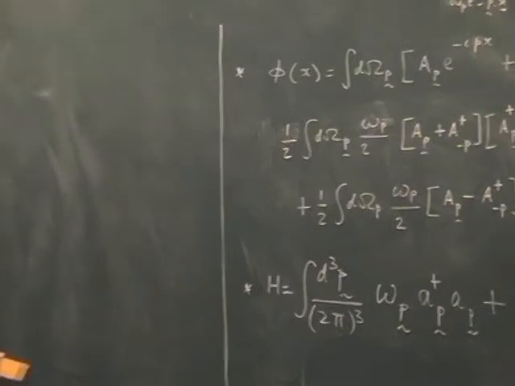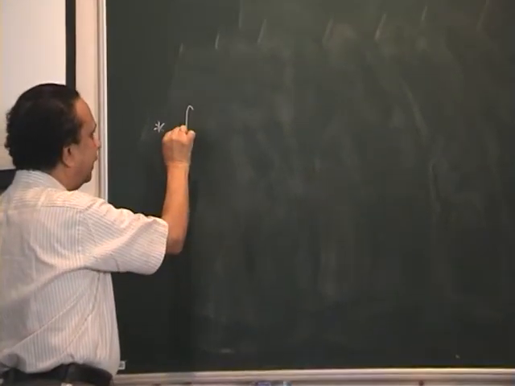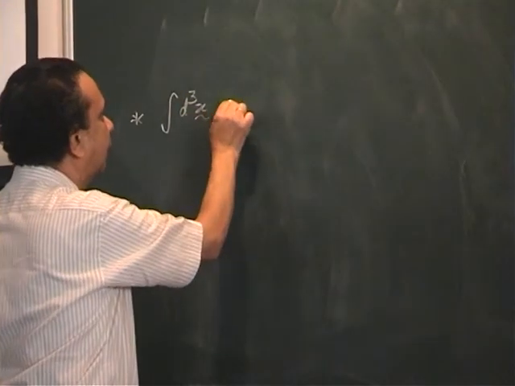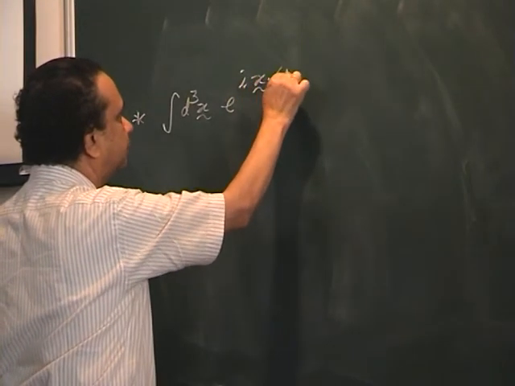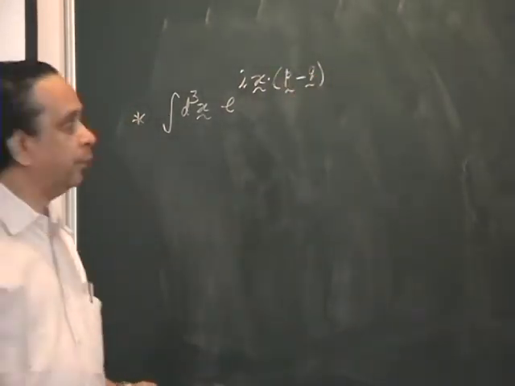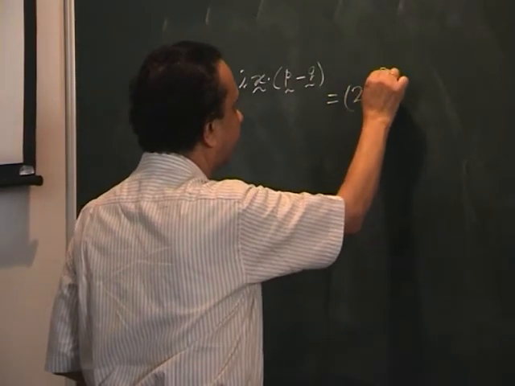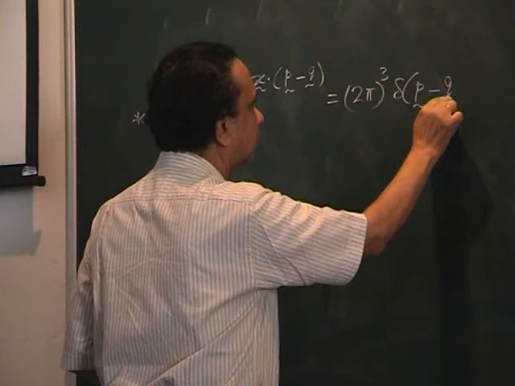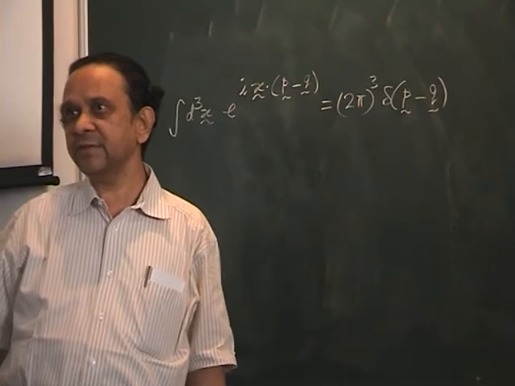What we are doing is fairly elementary. We have the relation: integral over d3x of the pure space, e to the i x dot (p minus q), equals 2 pi the whole cube times the Dirac delta function of p minus q. What we have got there is a Dirac delta function in the momentum space with zero separation.